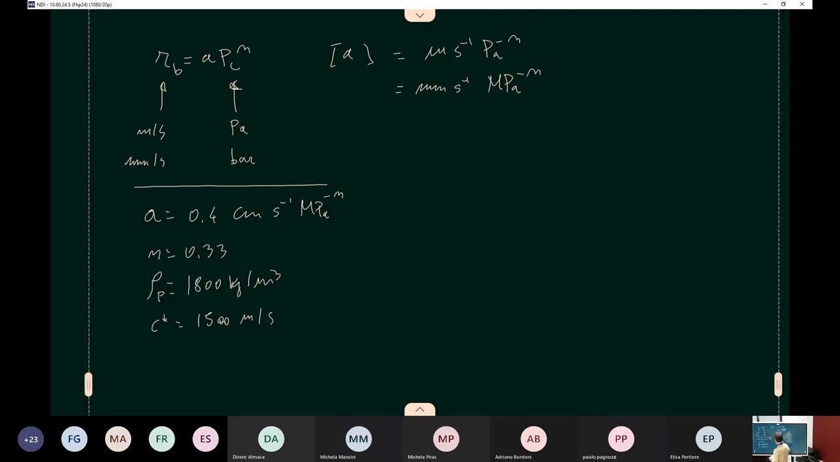but it's not in international system units because we have megapascal, not pascal directly. So if we evaluate our A, this will be 0.004 meter divided by 100 per second per MPa to the power n, and this quantity is 10 to the 6 pascal, so it becomes 0.00412 over 10 to the 6n meter per second per pascal. So at this point we have this value in the international system, and we can evaluate pressure in pascal from the expression we have seen.